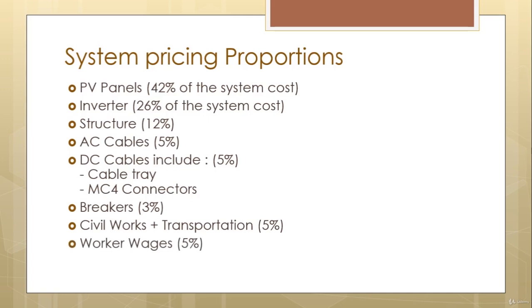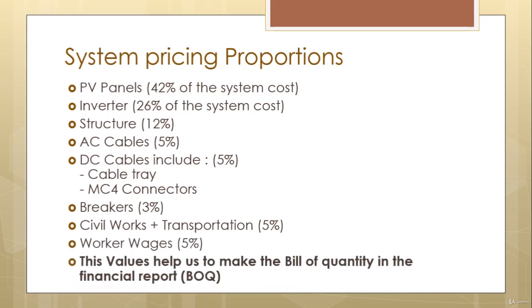worker wages 5%. So we need this value to make the BOQ, which is the bill of quantity, in the financial report. And you can use these proportions for each part of the system to price the PV system in your company.